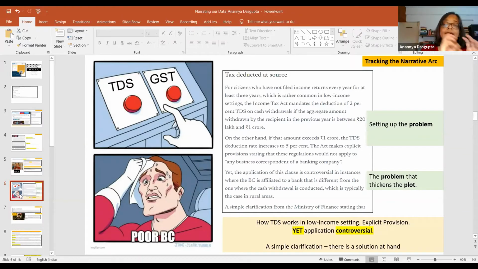Think back to storylines, plot lines, about how we listen to stories, right? So not only did this happen to the protagonist, that also happened. This is what is good. These are the details of it. And here, once again, I want you to pay attention to the word yet. Yet the application is controversial. So I'm going to suggest that the setting up of the problem, how we set the problem, how the problem thickens the plot, what questions.